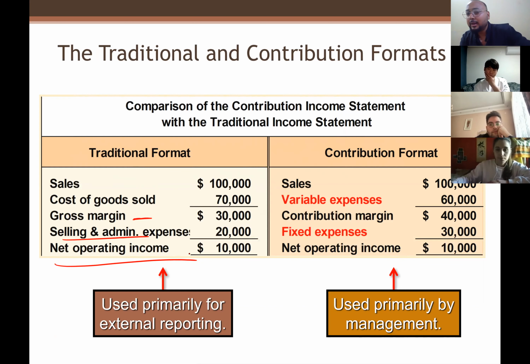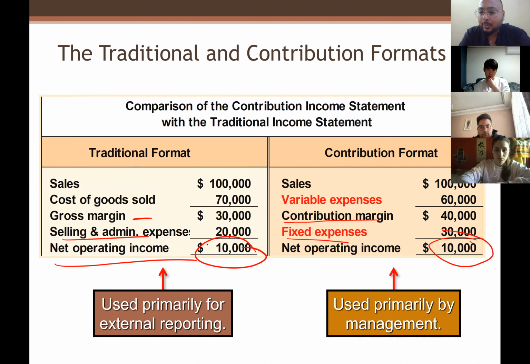But if you make the income statement through the contribution margin approach, then we take sales minus variable cost. Sales minus variable cost is called contribution margin. And then we less fixed cost, we find out net operating income here. So you can say that, sir, if the answer is net operating income, both are the same, then why can't we use our traditional format? Why are we using this one?